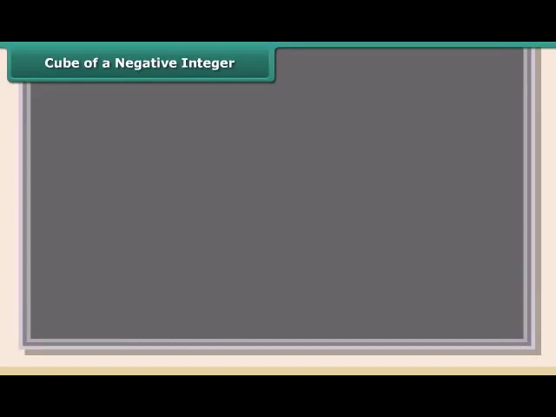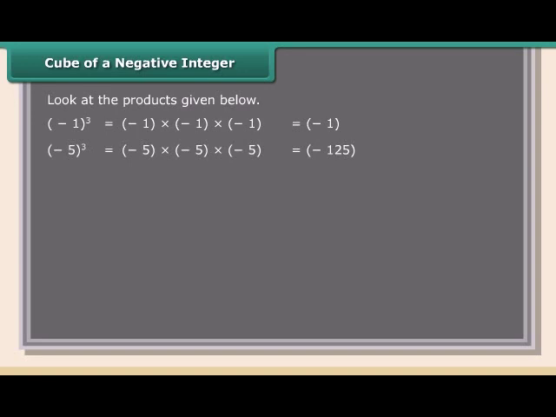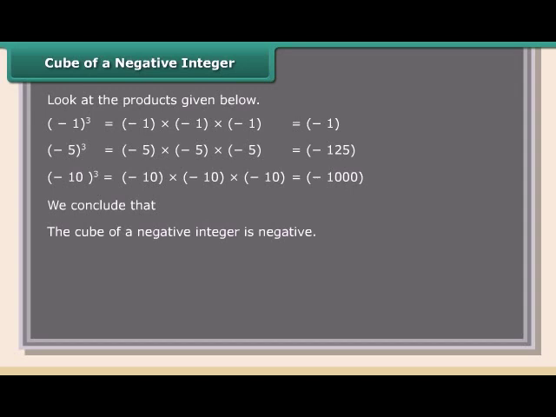Cube of a negative integer. Look at the products given below. -1 cubed is equal to -1 into -1 into -1, which equals -1. -5 cubed is equal to -5 into -5 into -5, which is equal to -125. -10 cubed is equal to -10 into -10 into -10, which is equal to -1000. We conclude that the cube of a negative integer is negative.